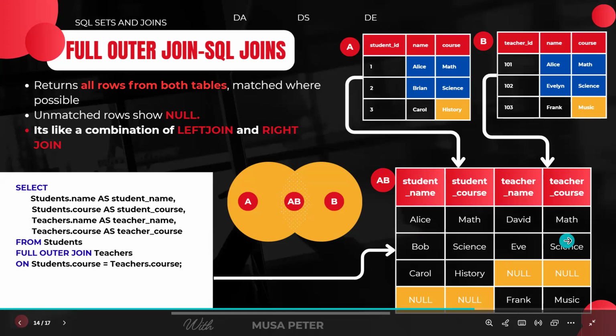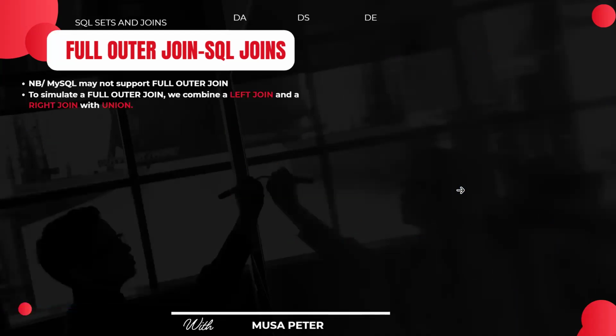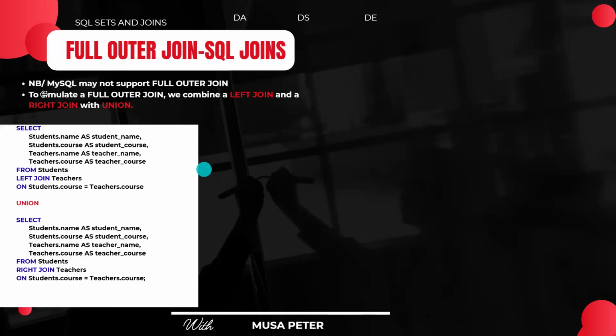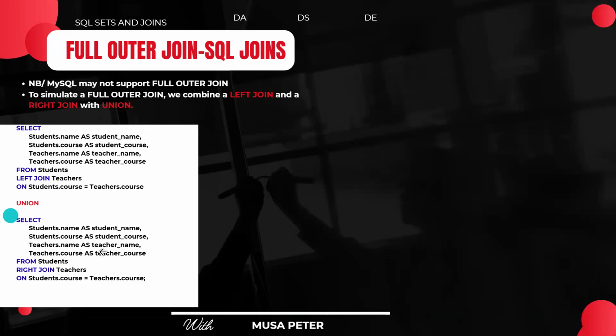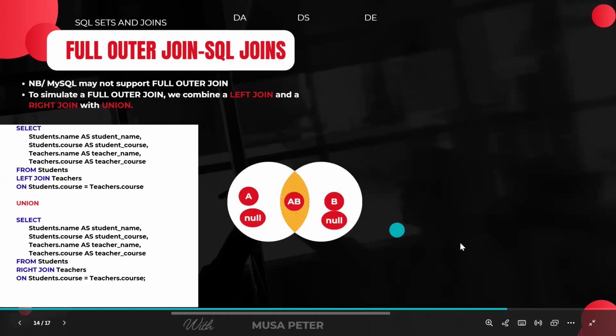Now, in most cases, whenever you use a full outer join in your SQL, most of the time it won't work. So for us to simulate that, we usually combine a left join and a right join using a union. So we start with a left join, and then we proceed to using a right join, and then we combine the results using a union. So we have a left join, union that with a right join. And what you're going to get is this.